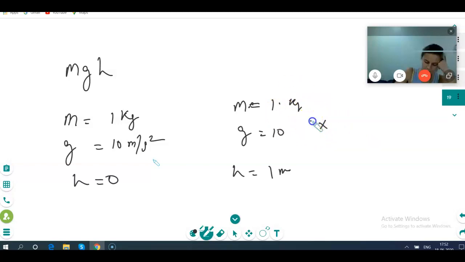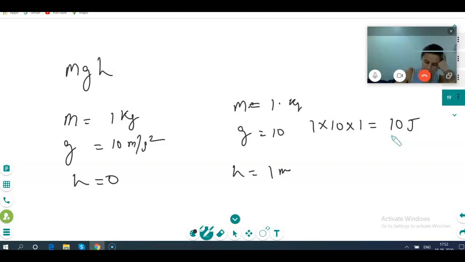1 into 10 into 1, 10 joules. Who has given this 10 joules? I have raised it, no, so I have given it to the cup. It means whatever energy I had, I lost 10 joules of energy. Am I right or not? Because the conservation of energy says there is no loss or production of energy, only transfer. Correct or not? Yes.